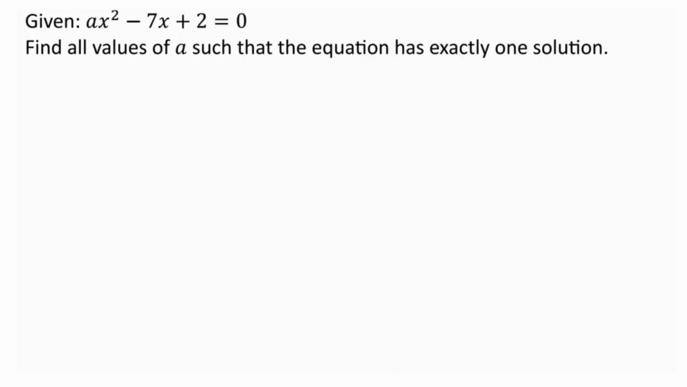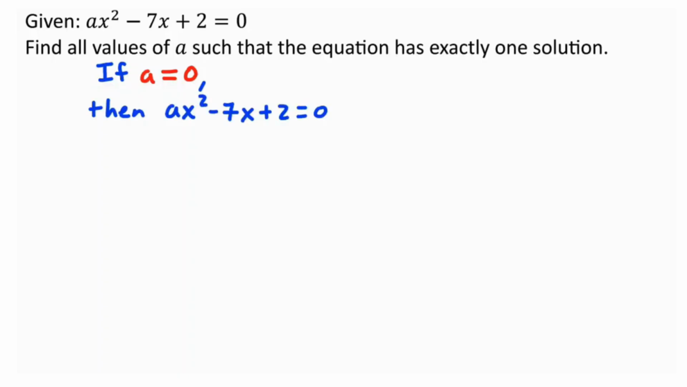So we checked and we found a solution for a that has exactly one solution. ax squared minus 7x plus 2 is a quadratic equation, and that only is a quadratic if a is not equal to 0. But what happens if a is equal to 0?